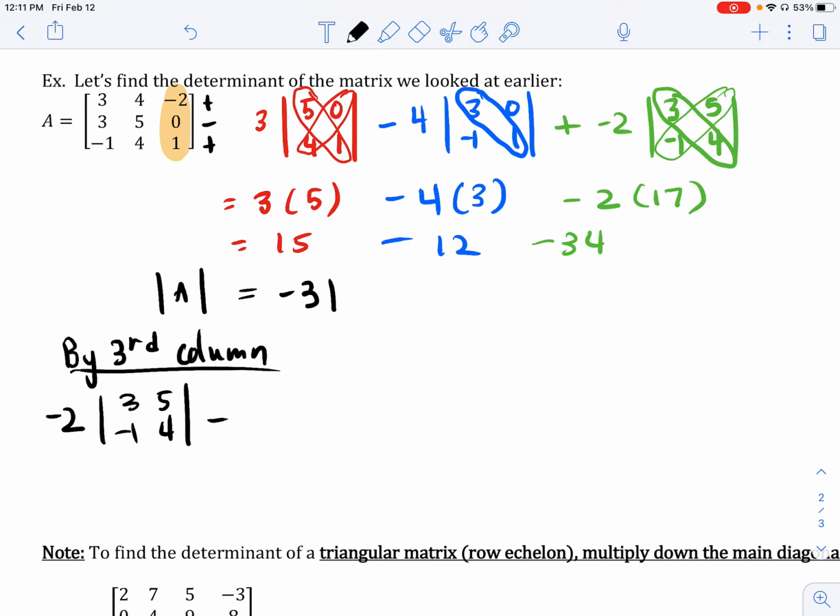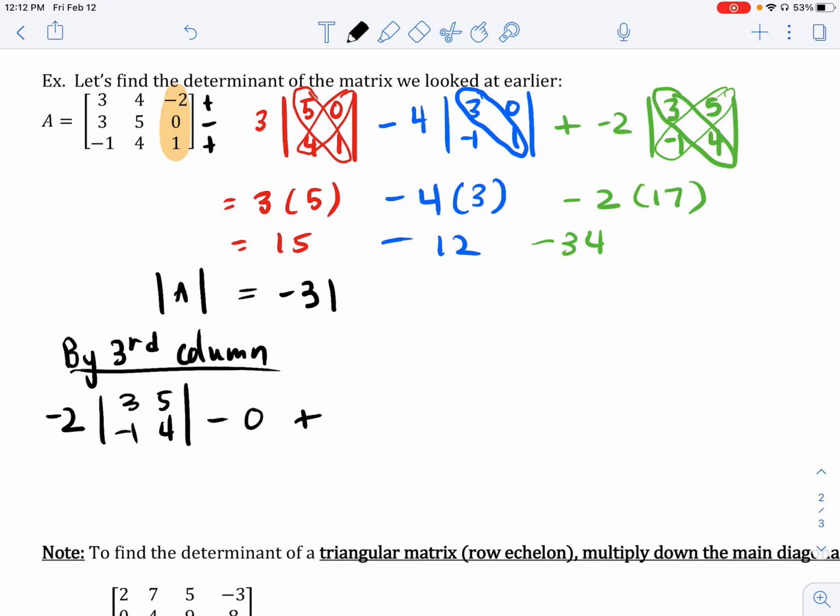Now, from here, I notice, and before I even set this up, I know that I'm going to be doing 0 times something. But the whole point is I know I'm going to be multiplying 0 by something, so I don't really care about that. I can just say -0. I know the result is going to be 0 because anything times 0 is 0.